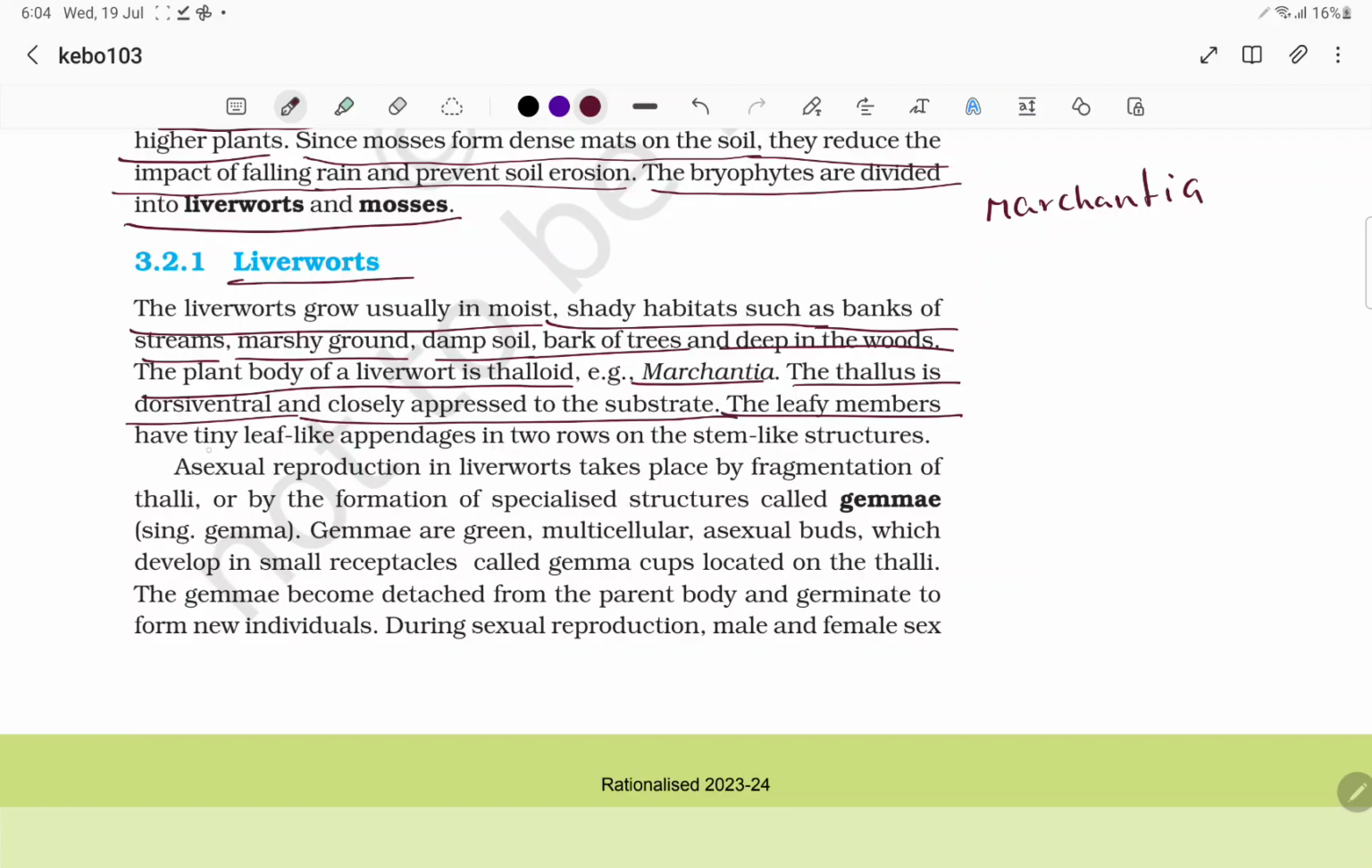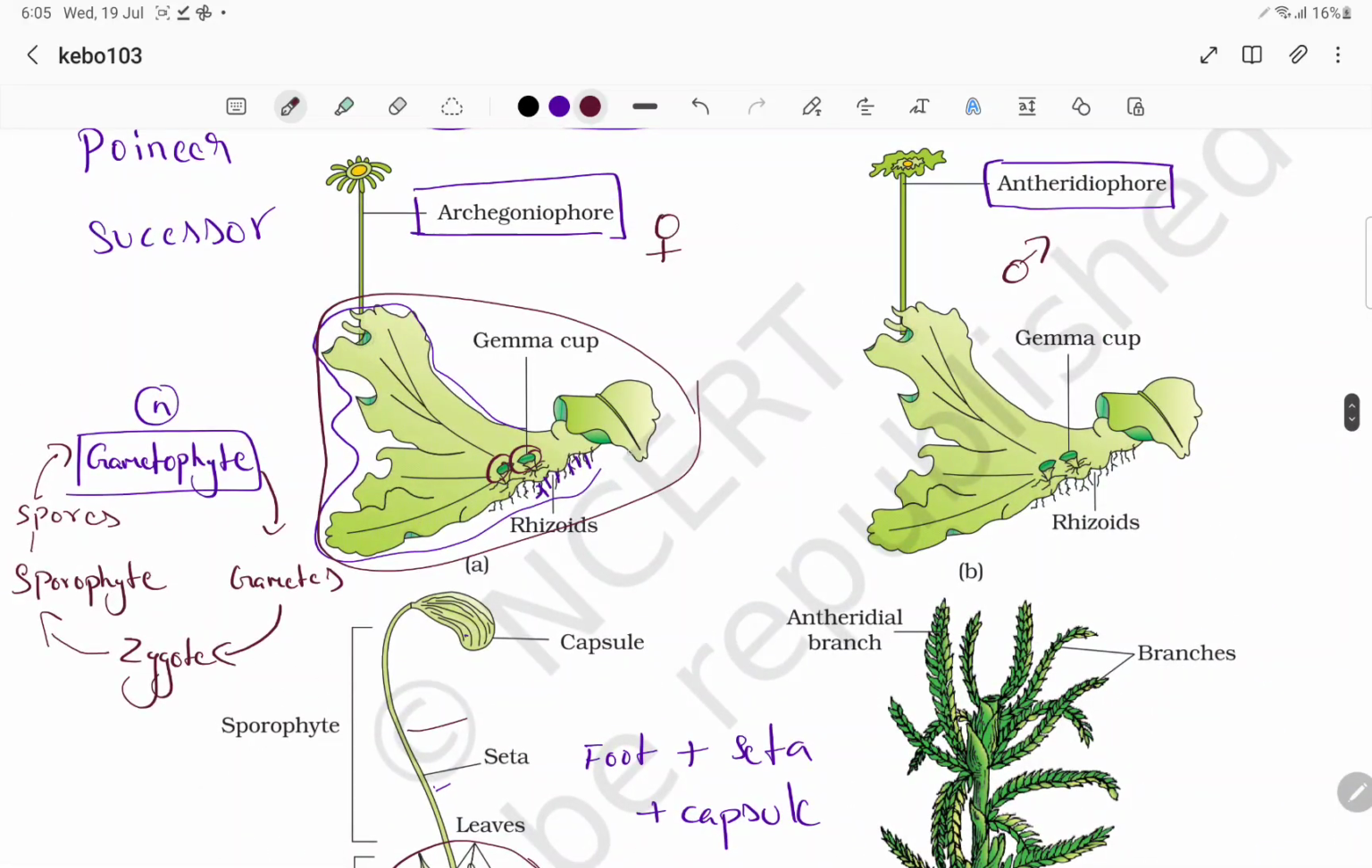In the leafy members, there are tiny leaf-like appendages. They are arranged in two rows on the stem-like structure. You can see here, this is a liverwort. Two rows: this is one leaf and this is one leaf.